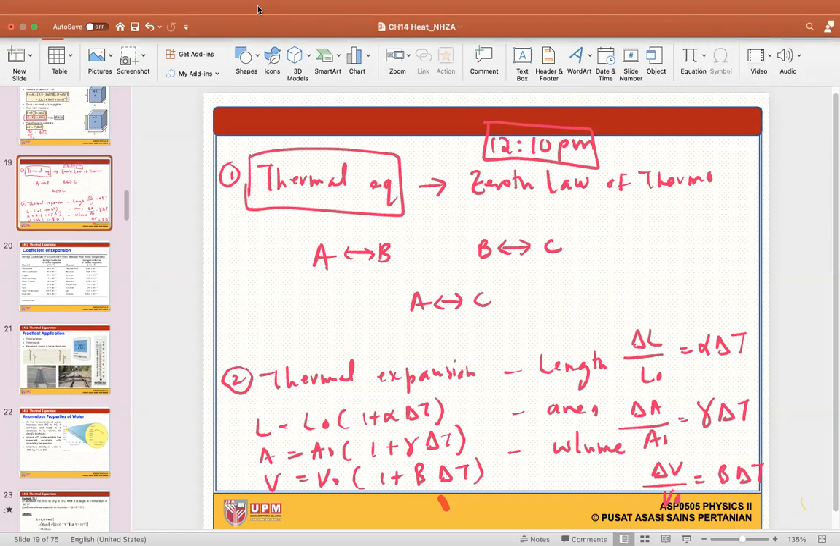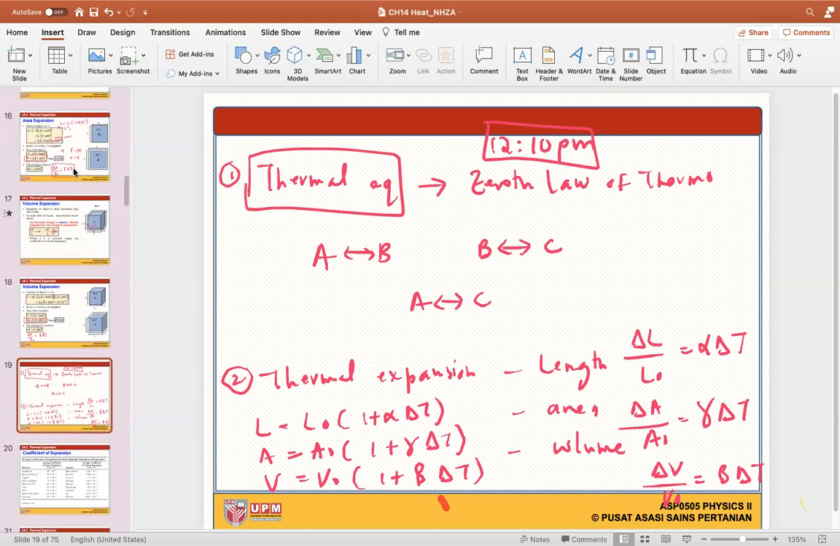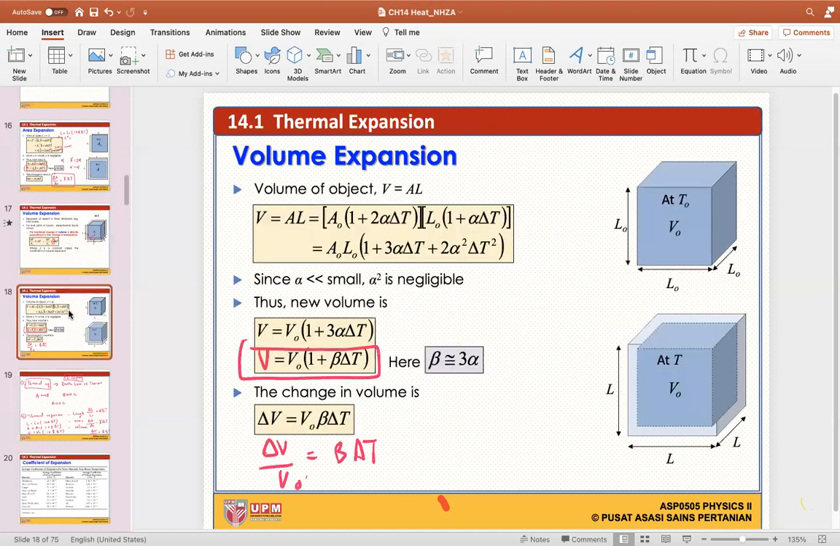I got confused with the volume expansion formula. For the new volume, if I'm not mistaken, on this slide, the volume of the object. I got confused with this. Because V is equal to AL, right?